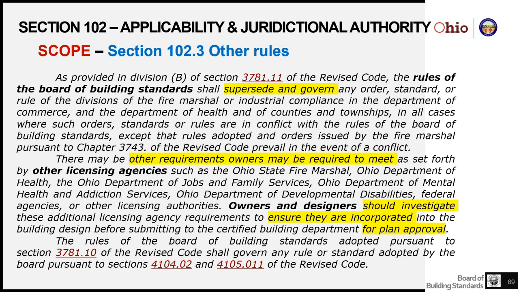It also goes on to say that if an owner is required to meet some requirements through licensing, the owner and the designer for that owner should investigate those licensing requirements and ensure that they are incorporated into the drawings that are provided to the building department for approval, for that plan approval. So it puts requirements on the owner to investigate what those licensing requirements are and get them in the documents for approvals, so that when it comes time for that licensing agency to issue their license as approval to conduct that business in that building, they have all of those features built in that the license requires.